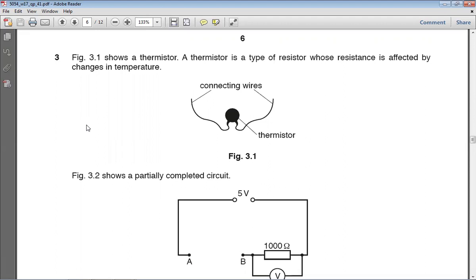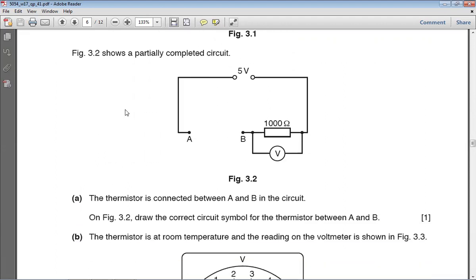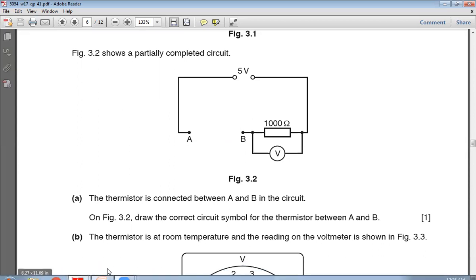Figure 3.2 shows a partially completed circuit. The thermistor is connected between A and B in the circuit in figure 3.2. Draw the correct circuit symbol for the thermistor between A and B. Here we have a 5 volt battery. Here we have a resistor which is 1000 ohm. Here we have a voltmeter which is across the 1000 ohm resistor. And here we have to connect a thermistor. So here I have to draw the symbol for the thermistor. It's a 1 mark question.